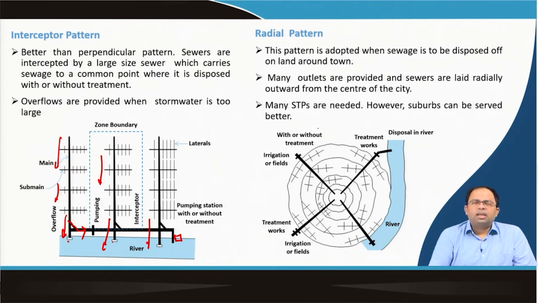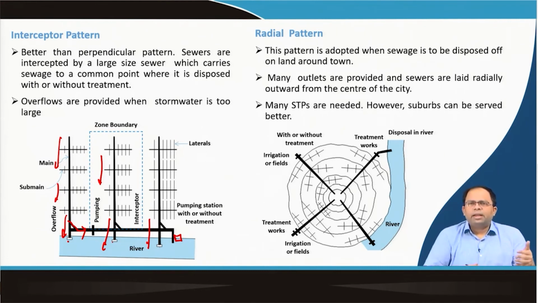However, suburbs can be served better, because what happens when we lay sewer pipelines is that the city grows and then the suburbs come. Because the suburbs are far away from the central core area as well as probably the river, they are far from the disposal point of the sewage. It is difficult to augment the sewage network in those directions, because the network is already laid for the other areas, and then the city has grown.